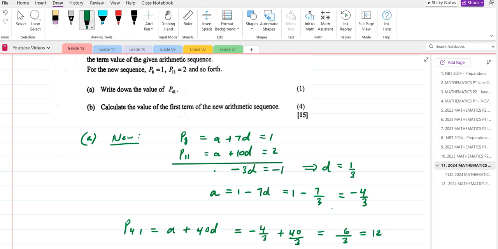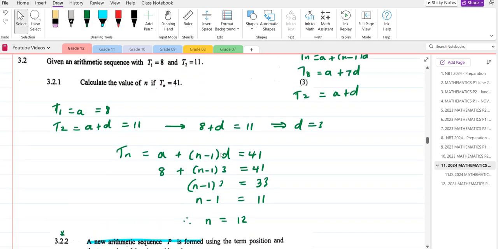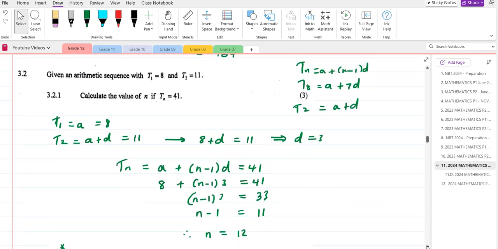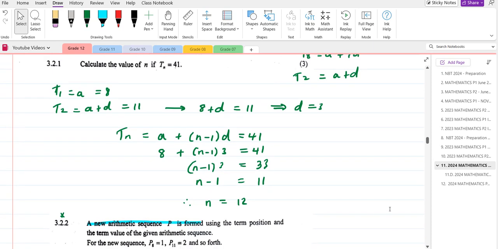I hope you guys understood that. Right? I don't know why it is 1 mark. Are we supposed to think differently? P41 is 12. Do we even have 12 here? What was the old sequence? The old sequence was, what's the value of A? A is 8. 8. We add 3. We get 11. We get 14. We're adding 3 each time, we're getting 17, and so on.